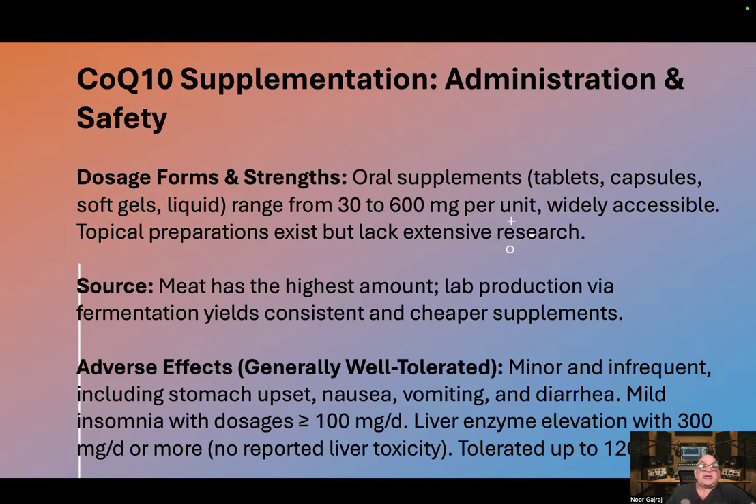Administration and safety, dosage forms and strengths. Oral supplements, including tablets, capsules, soft gels, and liquid, range from 30 to 600 milligrams per unit and are widely accessible. Topical preparations exist but lack extensive research. Source: meat has the highest amount. Lab production via fermentation yields consistent and cheaper supplements.